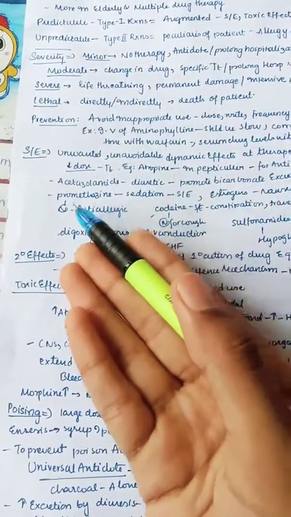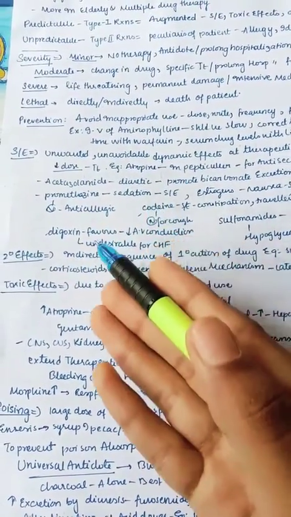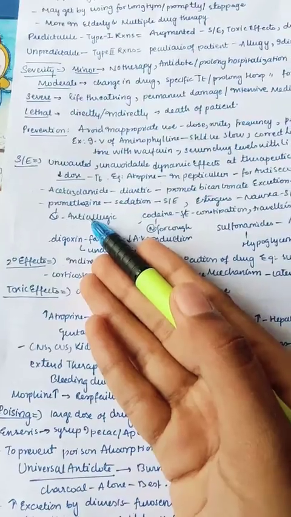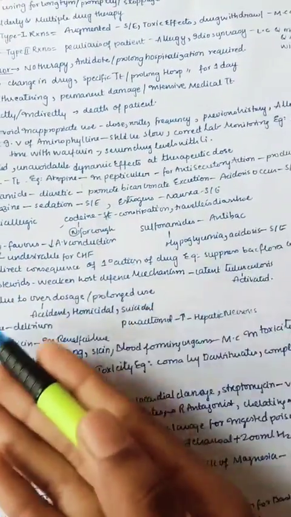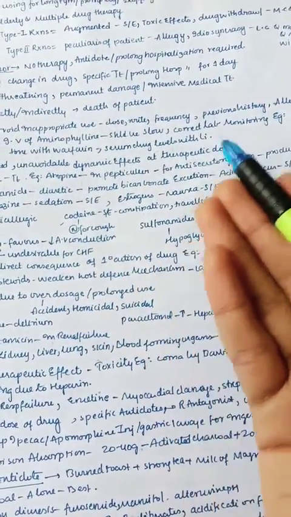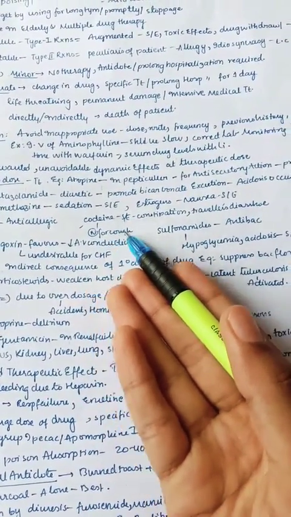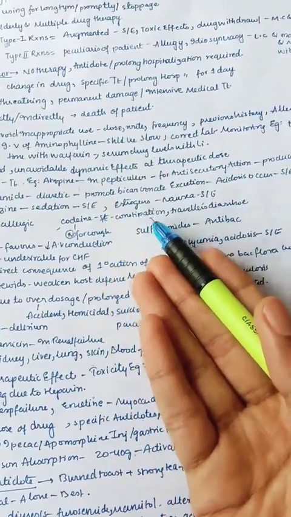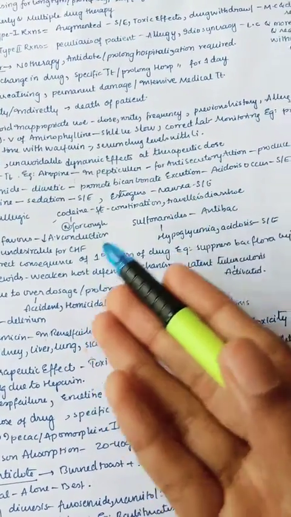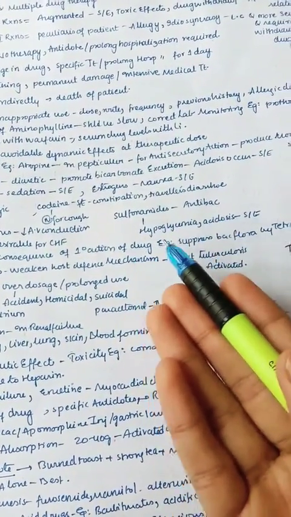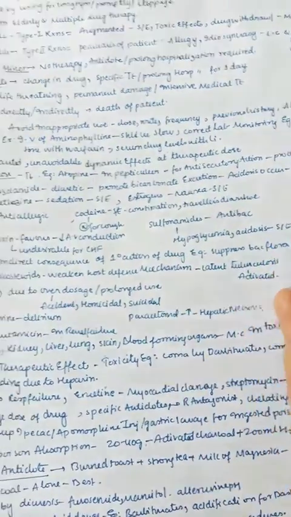And next, coming to promethazine, it has a sedation side effect. Normally it is anti-allergic, but it causes sedation as a side effect. And estrogens are steroid hormones which cause nausea as a side effect. Next, coming to codeine. Codeine is normally used for cough, but the side effect is constipation, traveler's diarrhea. And sulfonamide is antibacterial, it causes hypoglycemia, acidosis as a side effect.